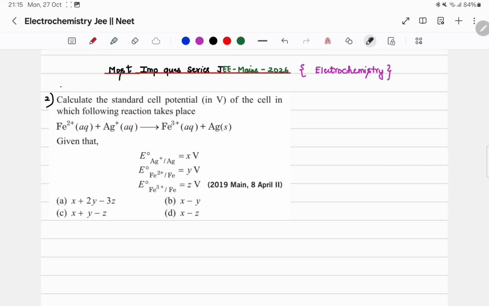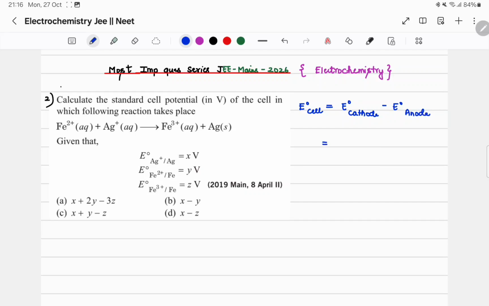This question is asking us to calculate the standard cell potential of the cell in which the following reaction takes place. The reaction has already been given, in which oxidation and reduction both take place, and the reduction potentials have also been provided to us. So let's approach this question. We have to calculate the standard cell potential, which is represented by E naught cell. The formula for that is E naught cathode minus E naught anode.